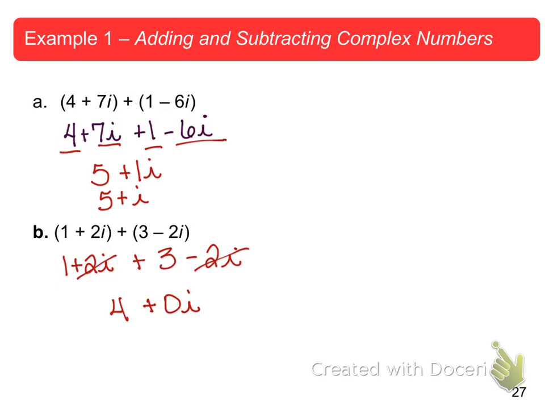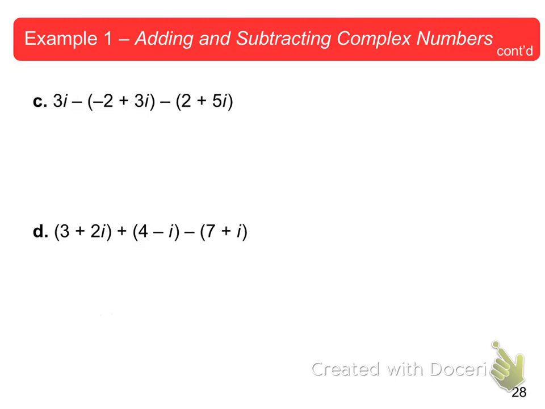Okay. Is 0i the same thing as 0? It is, because 0 times anything, including i, is 0. So that's a real number. We're left with a real number. You only have to write the 4 in. Okay? Let's do the next one.